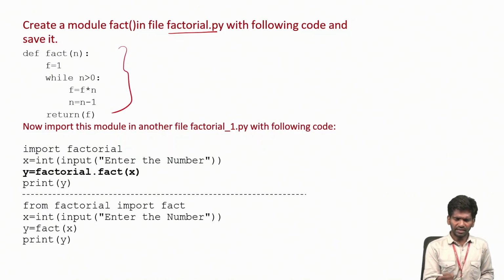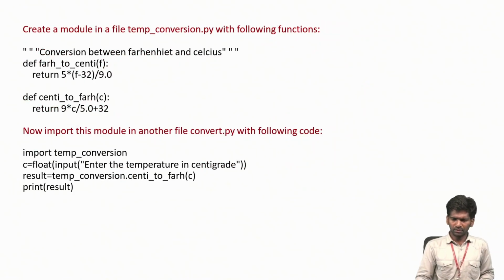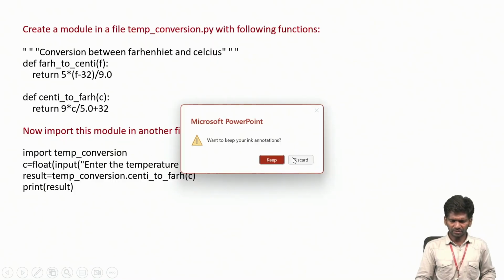Next I'm creating another file. That file name is factorial_1.py. In that I am writing these lines of code. Now if I execute this, this file will also be integrated into the other file. Those set of lines that are present in this file will be used in this file. Let us see the practical approach so that you will understand it better.